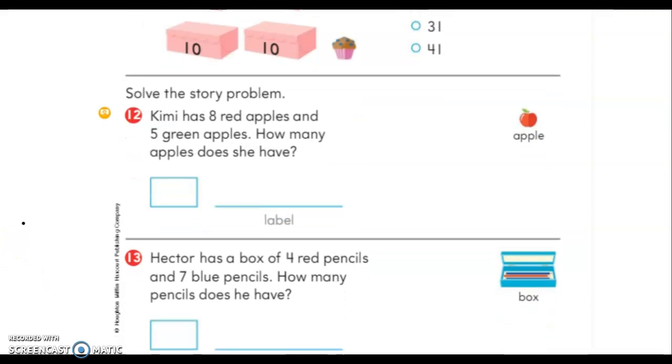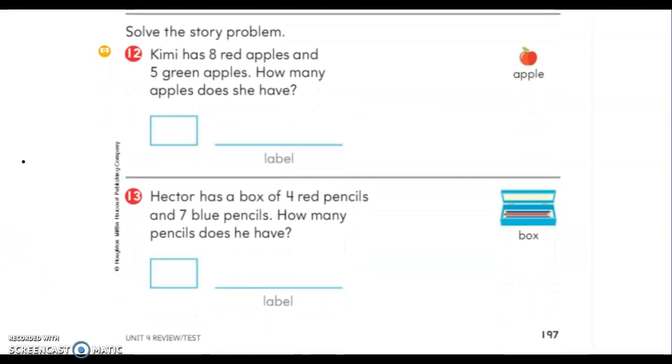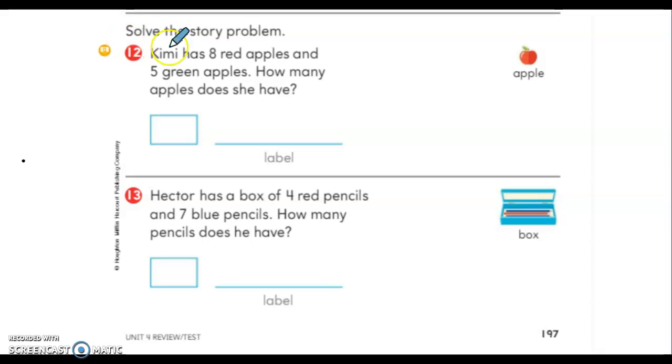All right, then we have some story problems to solve. Number 12 says Kimmy has 8 red apples and 5 green apples. How many apples does she have? Okay, read it one more time to yourself and think, are we adding the apples? Are we subtracting the apples? Okay, your answer goes here and your label goes here.